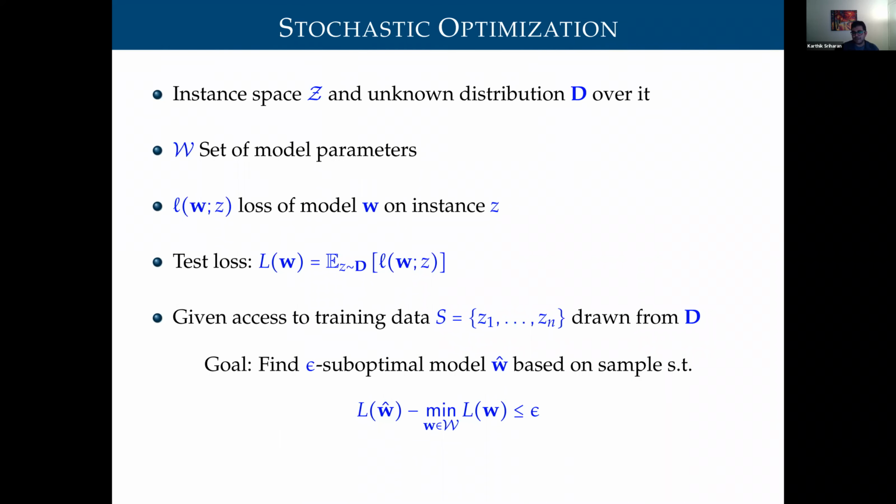And our goal is, based on this sample S, you need to find a model parameter W hat such that its so-called excess risk is small. That is, its test error compared to the test error of the best model in this class of model parameters is smaller than some epsilon. Okay, this is going to be in a sense our goal. We want to make sure that our model is as good as the best model in some class of model script W. Okay, this is the setup that we're going to look at.